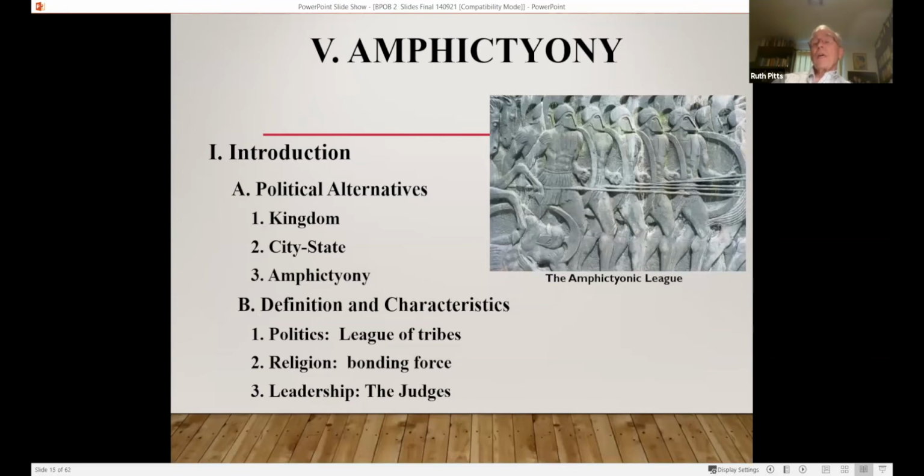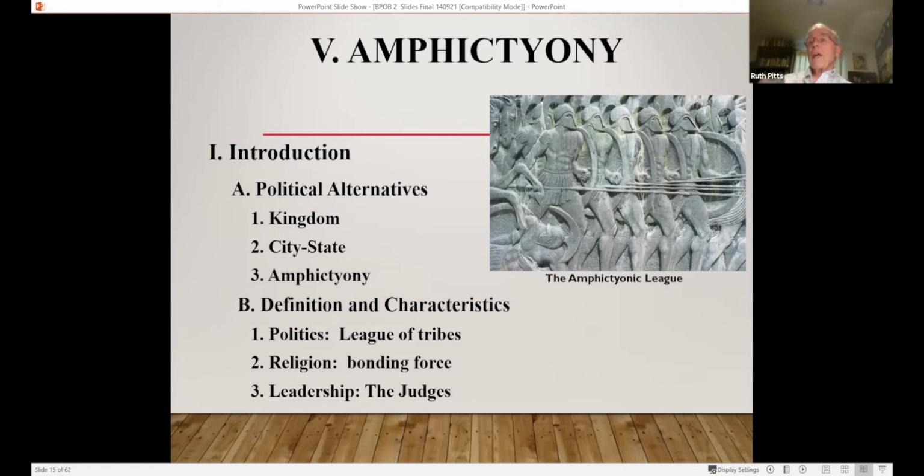You could become a kingdom. You could select a king like Moab and Ammon and Edom. Those are all kingdoms. Or you could imitate the Canaanites and just set up little city-states, let your city be a state on its own. Or there's this third option, the amphictyony. And that's the way the Israelites went for this 200-year period. So you have a picture there, that's Greek armor, helmets, and so on.